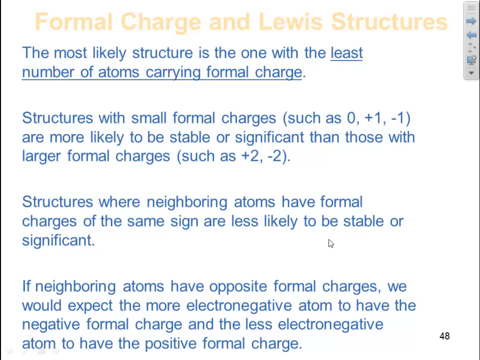If neighboring atoms have opposite formal charges, we would expect the more electronegative atom to have the negative formal charge and the least electronegative atom to have the positive charge. So if you have this plus and minus, you expect, if you look at the two, the least electronegative will be the more positive one, and the more electronegative will have the negative charge.